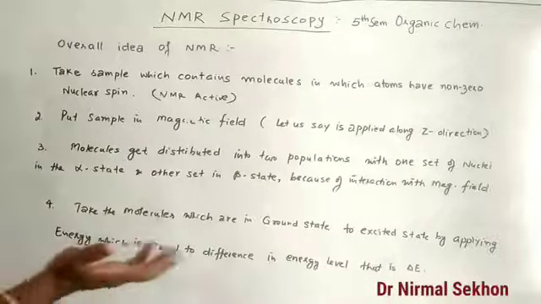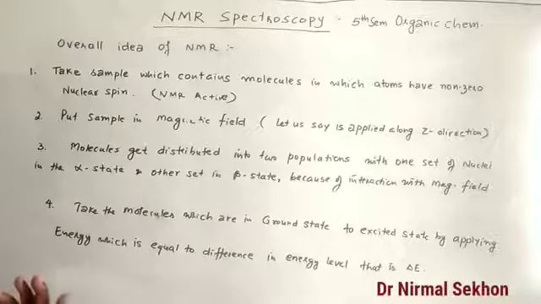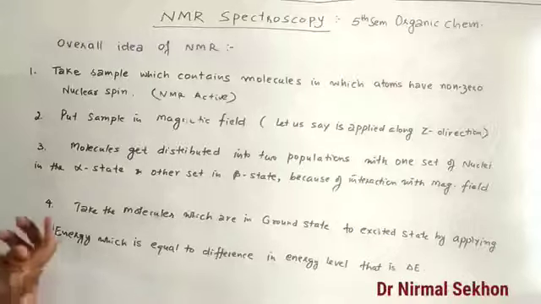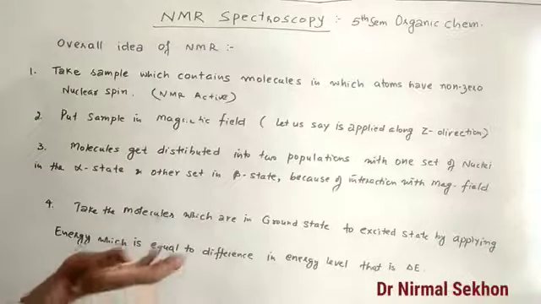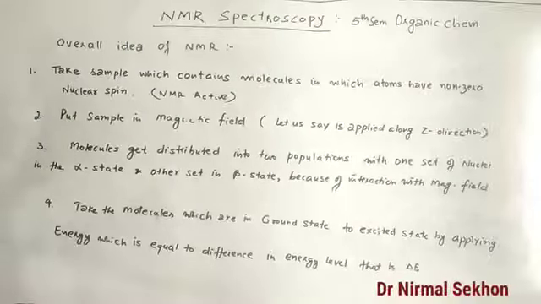There must be some difference between alpha and beta. If, say, 10 molecules are in alpha and 9 molecules are in beta, there is not too much difference, and then the sensitivity becomes less. So the main target is to increase the population difference between the alpha state and beta state, so that a sufficiently large amount of energy is absorbed and clear, high intensity peaks appear in the spectrum.